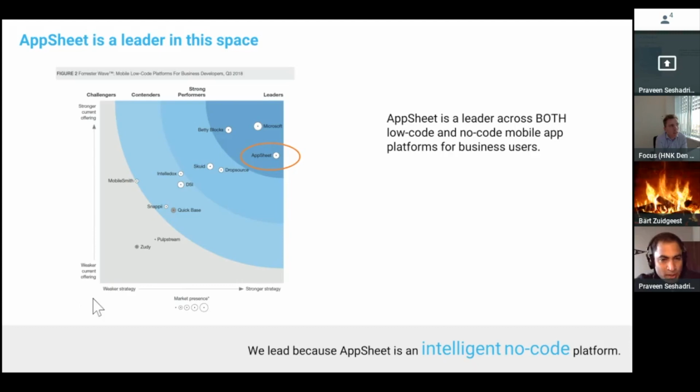And the two axes, by the way, are this axis talks about strategy, and that axis talks about how strong the platform is. They evaluated this around May of 2018, and they put us in the leader wave, along with Microsoft and a couple of other folks. Really interestingly, they put us in the strongest position in strategy. And if I can, maybe, Bart, can I spend a minute on why that is?